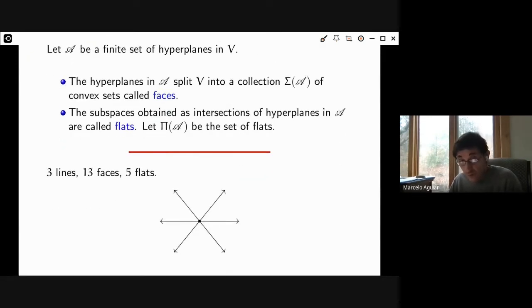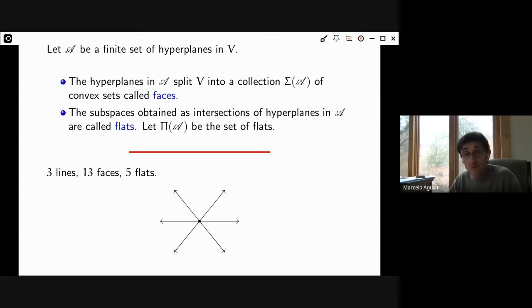So the main two things that I want to associate to that hyperplane arrangement are two sets denoted by sigma and pi, the set of faces and the set of flats. Let me tell you quickly what those are in a specific example. In this example, the ambient space V is the plane, just a two-dimensional real vector space. And the hyperplane arrangement is this set of 3 lines through the origin. So here's the origin, and I just took 3 lines through the origin. I want to tell you what faces and flats are in this example.